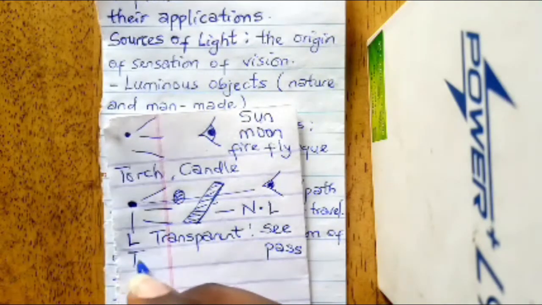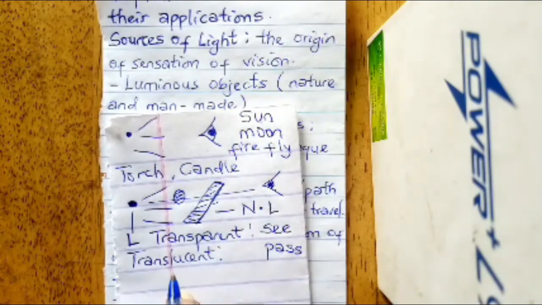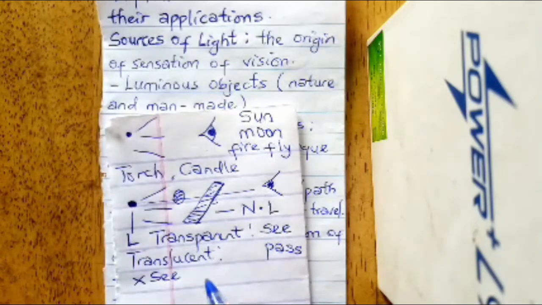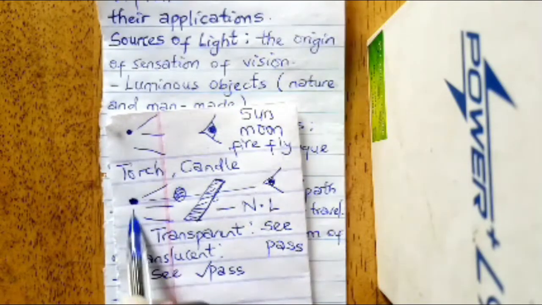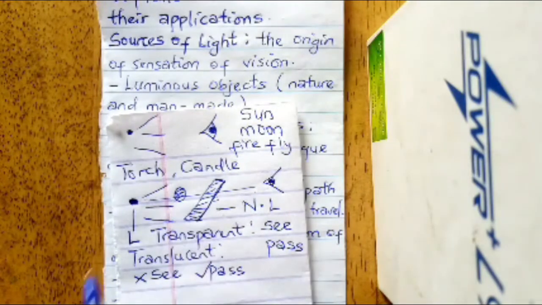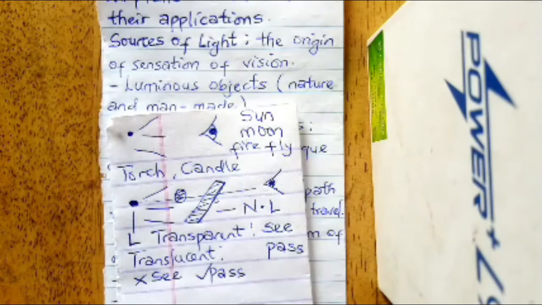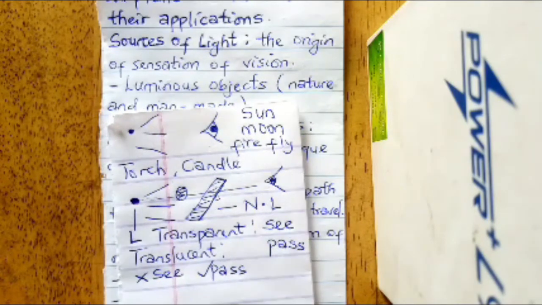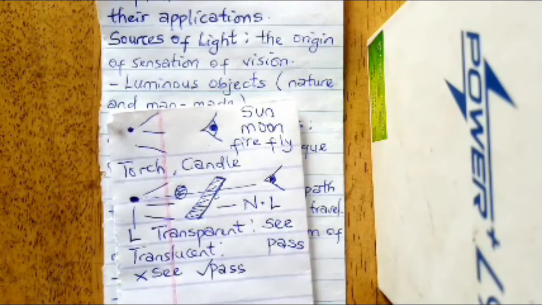So for a translucent object, we cannot see through it, but light can pass through. A translucent object is an object in which light rays can pass through, but we cannot see through them. Examples of transparent objects are white nylon, some forms of glasses, some thin cloth materials. Light can pass through, like a white nylon material, and we can also see through it.